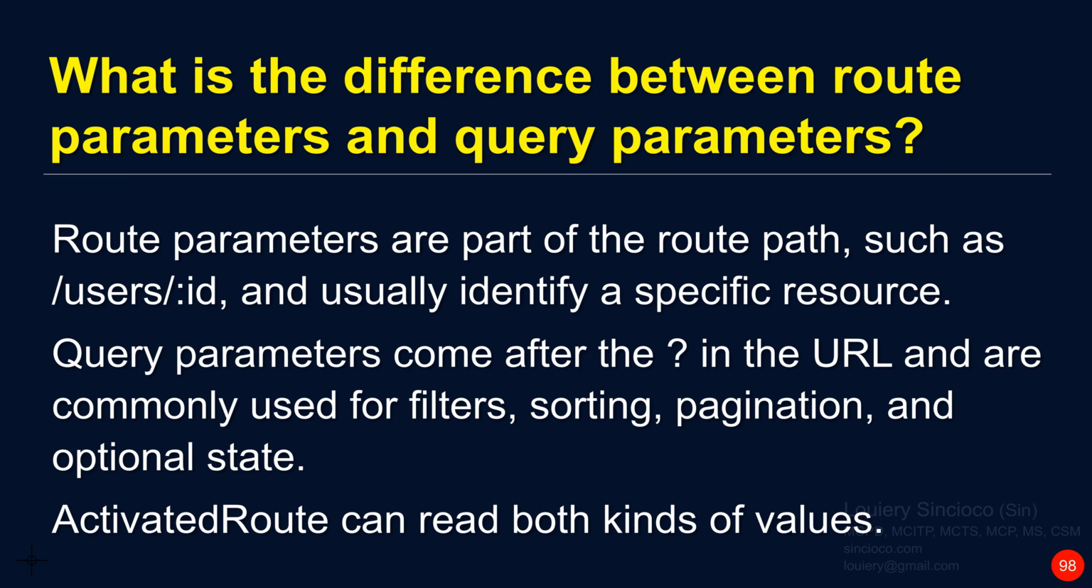What is the difference between route parameters and query parameters? Route parameters are part of the route path, such as /users/:id, and usually identify a specific resource. Query parameters come after the question mark in the URL and are commonly used for filters, sorting, pagination, and optional state. ActivatedRoute can read both kinds of values.